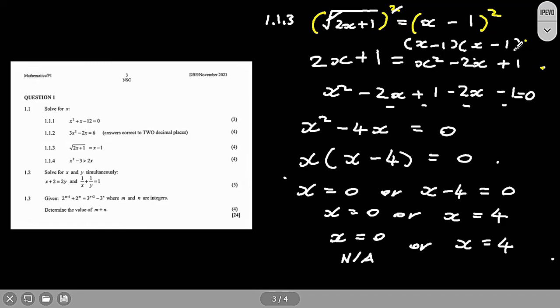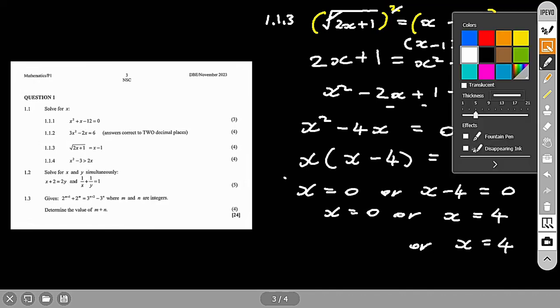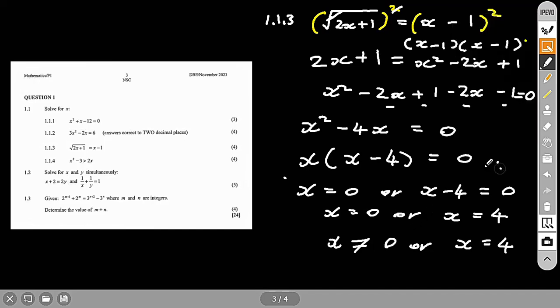So it's up to you guys. This is the one I prefer, but you can also highlight the invalid answer this way, by saying x is not equal to 0. So it's up to you guys which one you prefer.